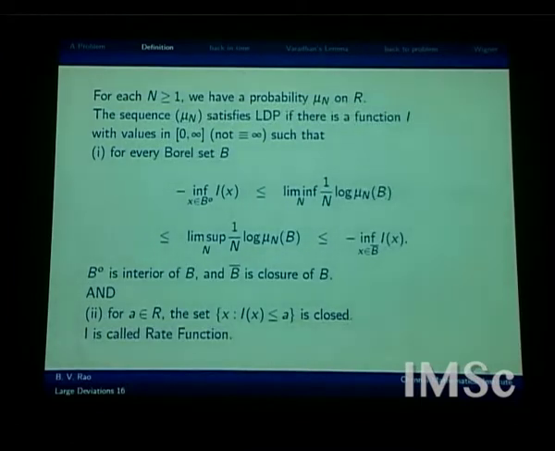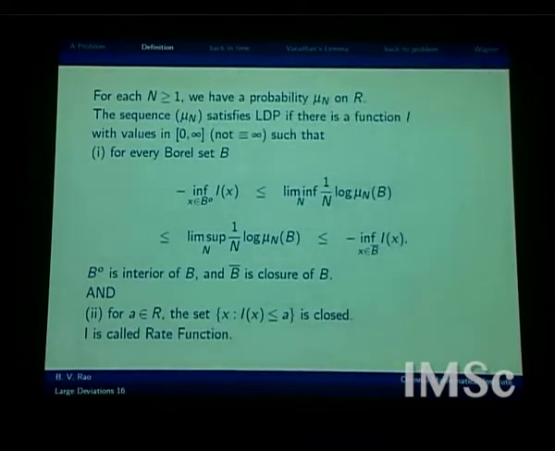So, basically if you forget about all the lim inf, lim sup and so on, look at this line. What is it saying? Forget about the lim. 1 by n log mu n of B is like that. That is, mu n of B is like e to the power of minus n times whatever that quantity is. That is precisely the thing. So, this is what makes precise the meaning of d mu n being like e to the power of minus n I x dx.